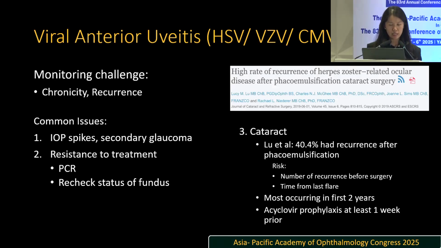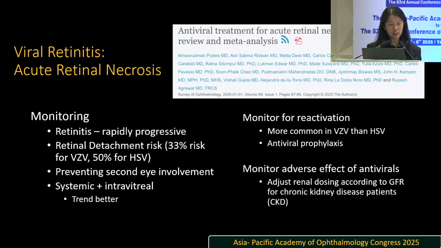Another issue in these cases of viral anterior uveitis is when the time comes that they need to undergo cataract surgery. In a study by Liu and colleagues, 40.4% of their patients had recurrences after phacoemulsification. The risk was seen among patients with a higher number of recurrences before the surgery, as well as a shorter interval from the last flare to the cataract surgery, and most of them occurred within the first 2 years. This type of patient should be highly encouraged, or should be given prophylaxis prior to the surgery and even afterwards.